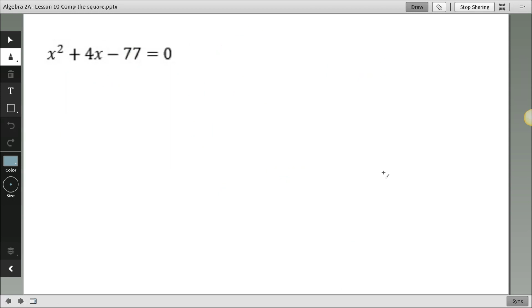All right, let's take a look at this example. So what do we do in this case? We've got all the terms on one side. Before I can complete the square, I've got to have just ax plus b isolated.